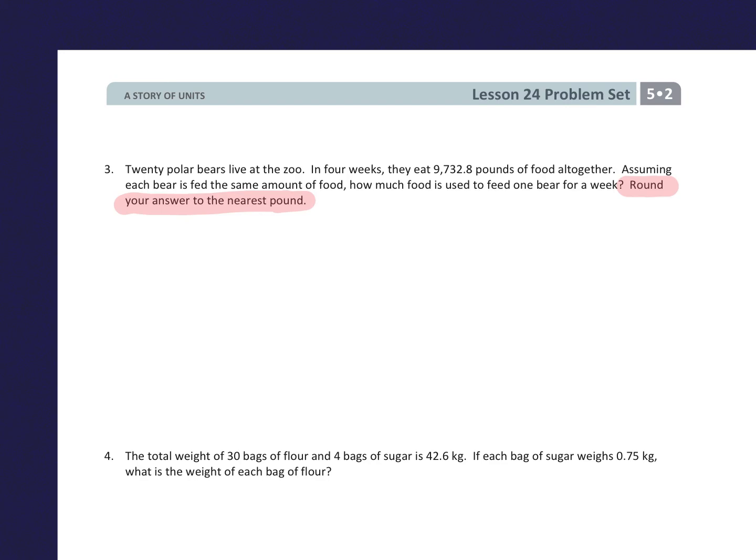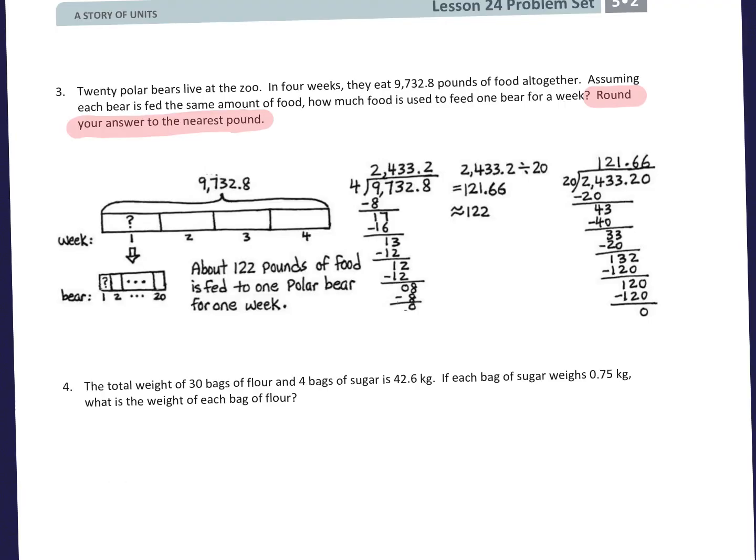So you're going to solve it, and then you're going to round your final answer to the nearest pound, and then make sure you know that there's words in the problem, so you know there better be words in your answer down here. I'm going to pause this video. You can too, and I'll have the answers pop up in 3, 2, 1. So here we have the answer. About 122 pounds of food is fed to one polar bear for 1 week. Kiss your brain if you got that.